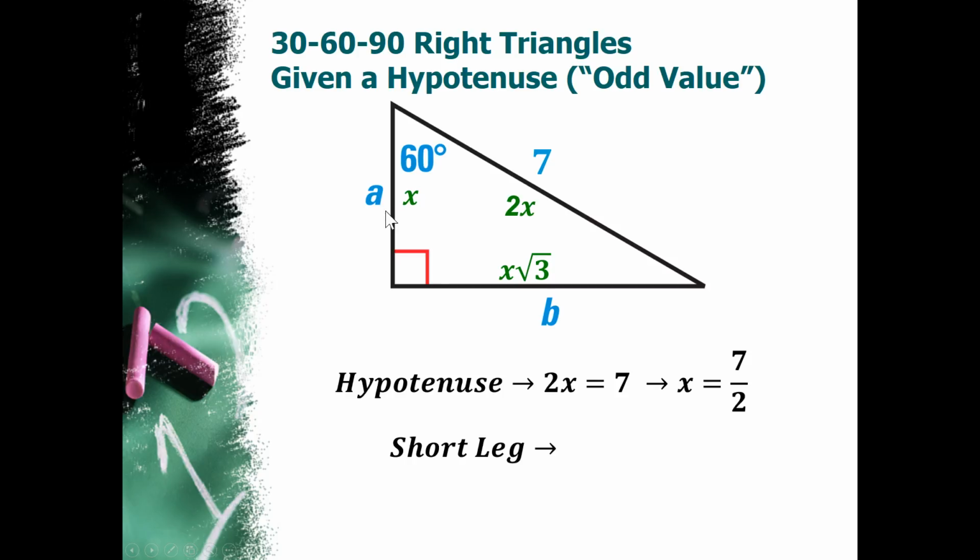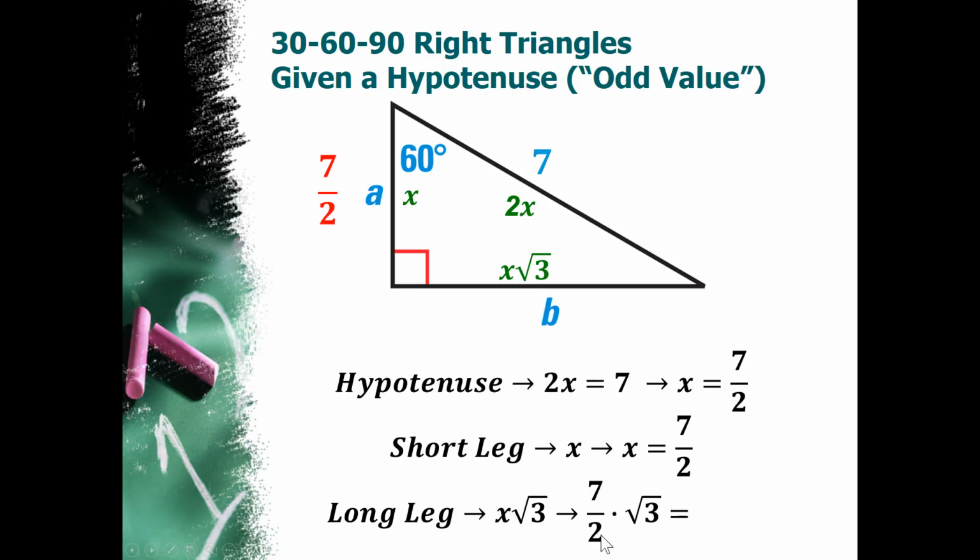So moving to our short leg, our short leg's rule is just simply x. We do our substitution, which tells us our x value is 7 over 2, or 7 halves. So our length here is 7 halves. Now for our long leg, the rule is x root 3. We're going to substitute in the 7 halves for the x, which gives us 7 halves times root 3, which would be 7 halves root 3 as an answer.